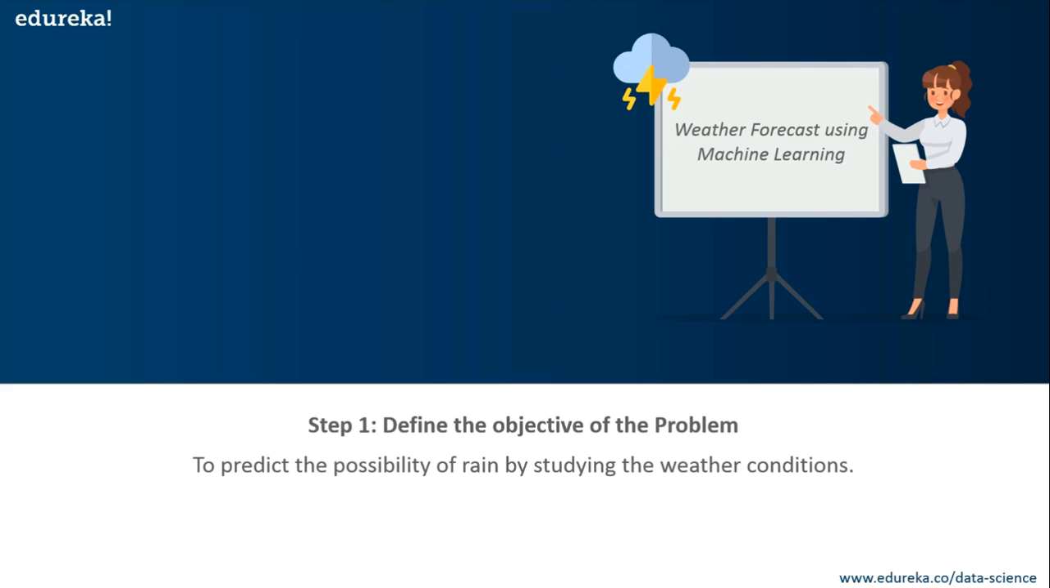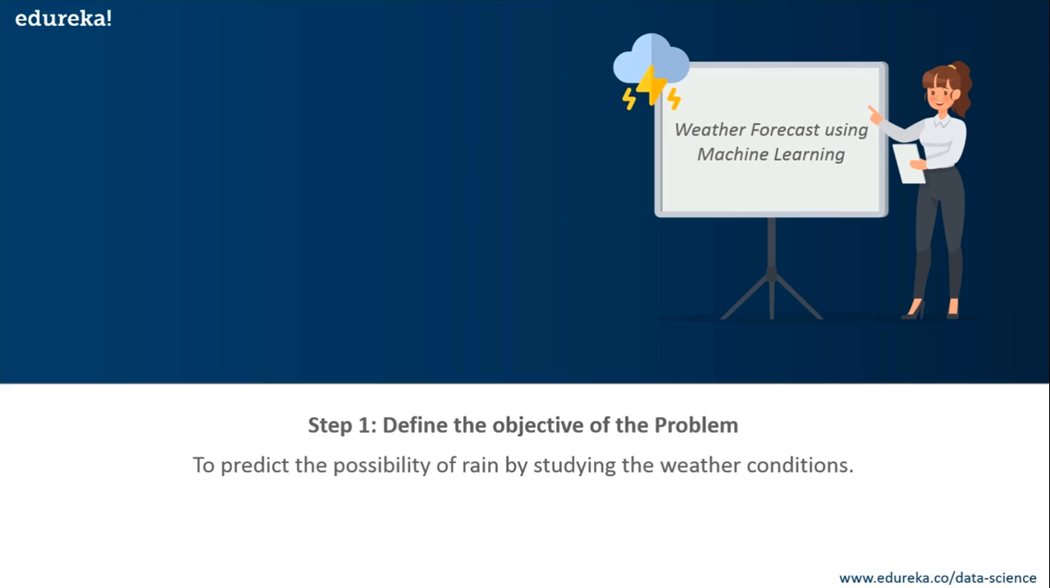Now, in the first stage of a machine learning process, you must understand what exactly needs to be predicted. In our case, the objective is to predict the possibility of rain by studying weather conditions. So at this stage, it is also essential to take mental notes on what kind of data can be used to solve this problem, or the type of approach that you can follow to get to the solution.